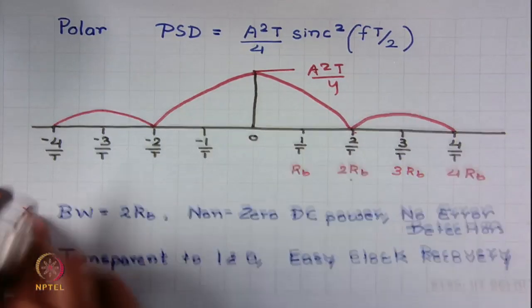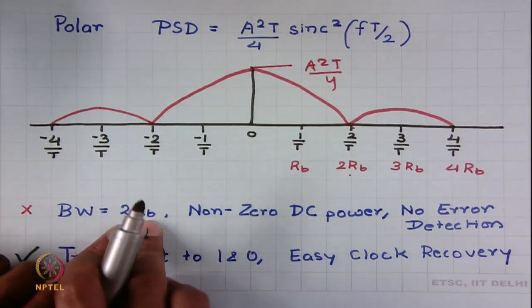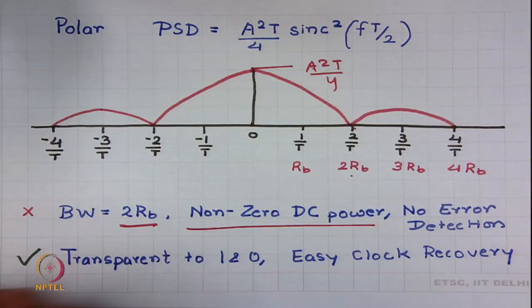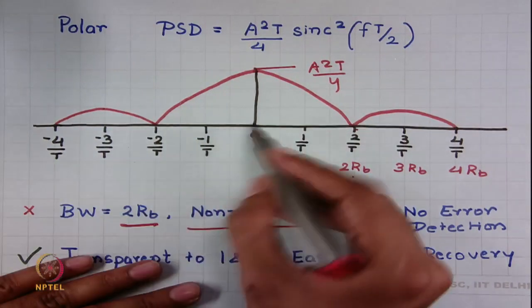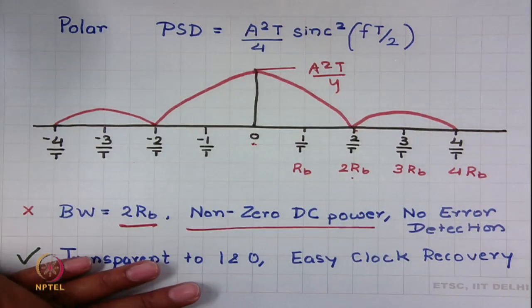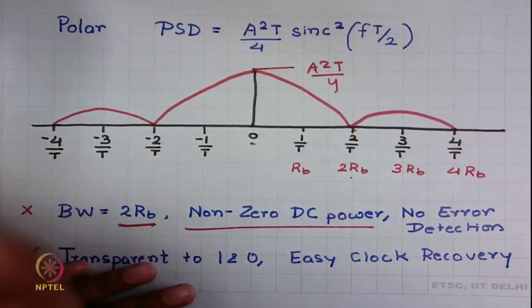Let us see the disadvantages of this signaling scheme. The bandwidth is 2 times Rb, so that is wastage. It has non-zero DC power. So, if you look at DC, 0 frequency is having substantially high power. That is a disadvantage, and that is a disadvantage because of several reasons.